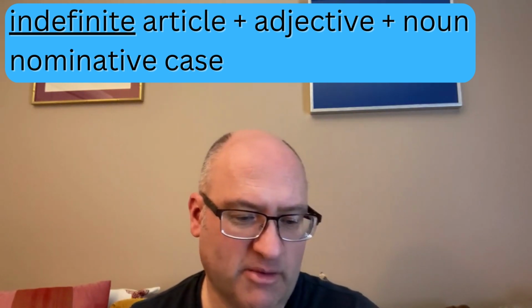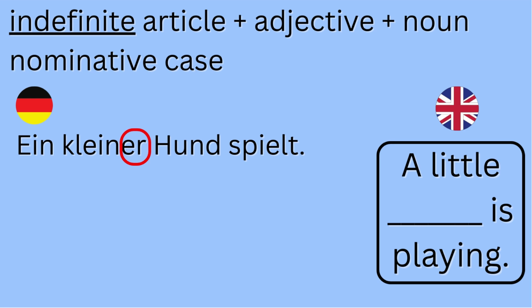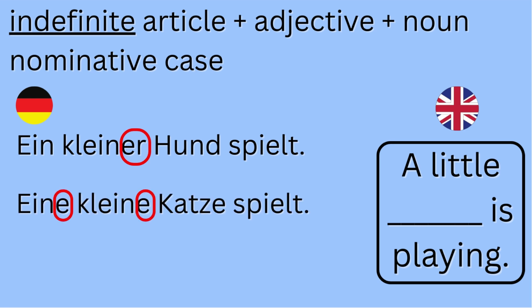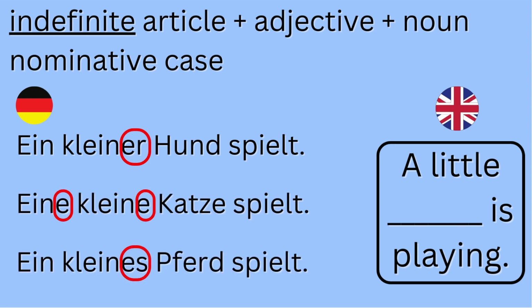So let's talk about the nominative. Ein kleiner Hund spielt. Eine kleine Katze spielt. Ein kleines Pferd spielt. So a little fill-in-the-blank animal plays or is playing for all three of those. And for the indefinite article, we don't have a plural. It just doesn't make sense.